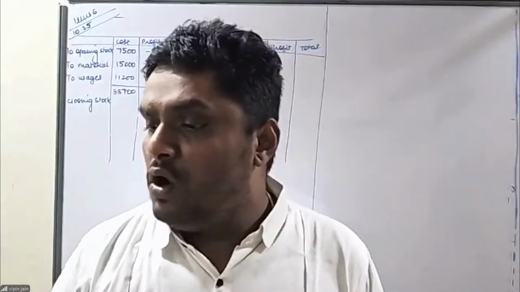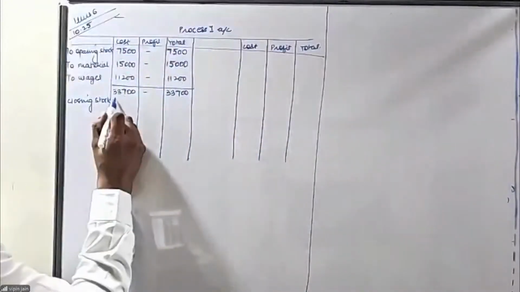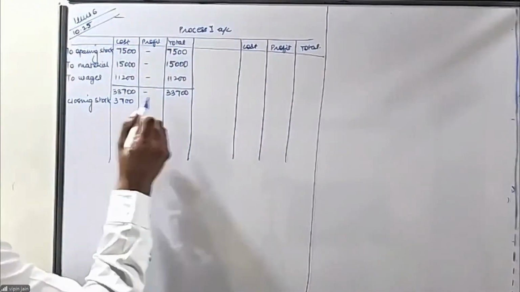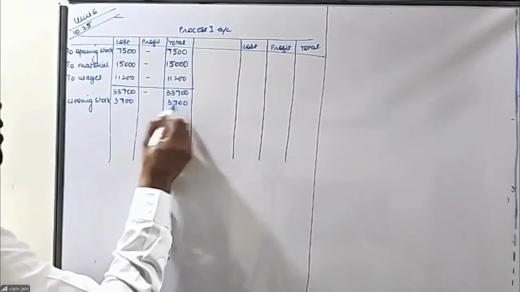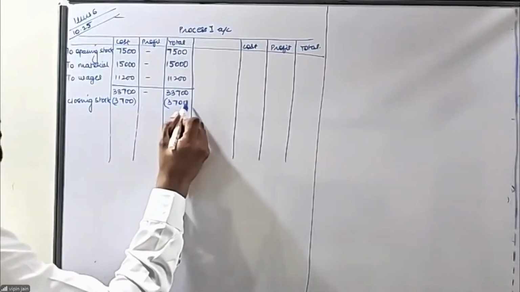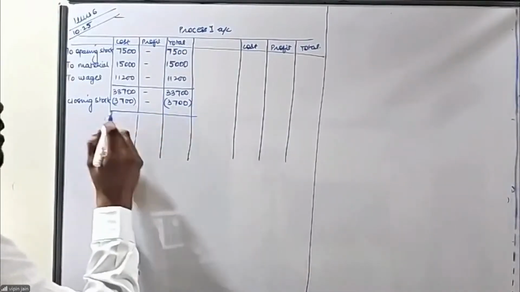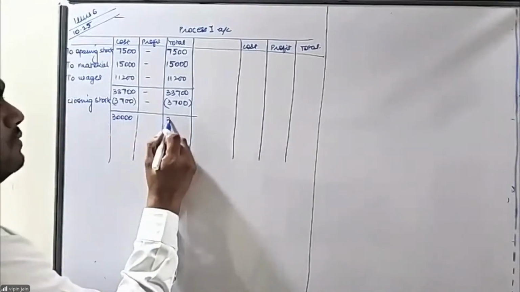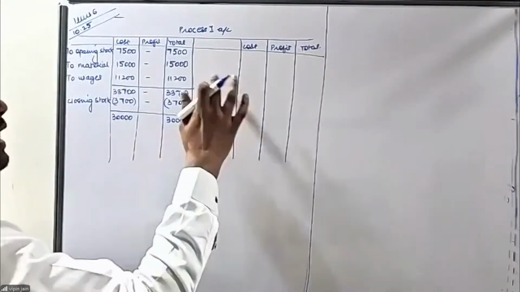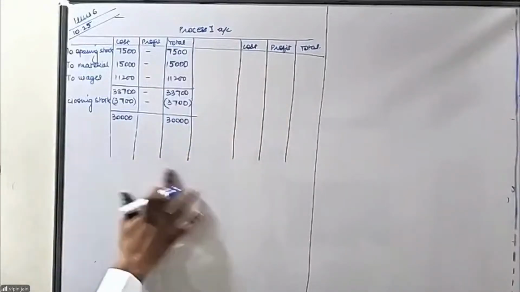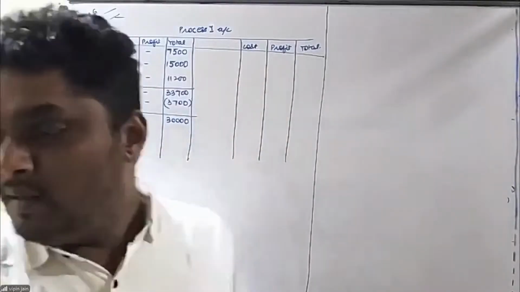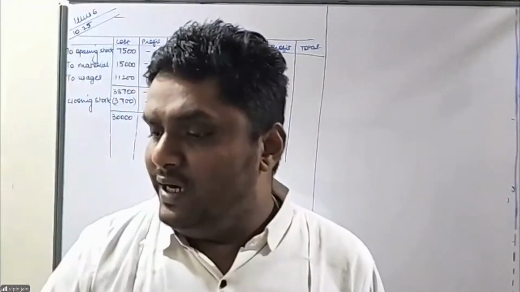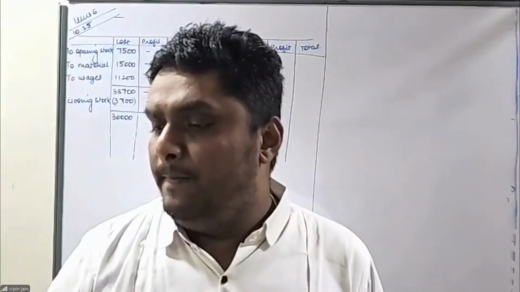So my closing stock is 3,700. So this will be 30,000 and this will be 30,000. Alternatively, you can show the closing stock on the credit side also. Further, the factory overheads are 10,500.